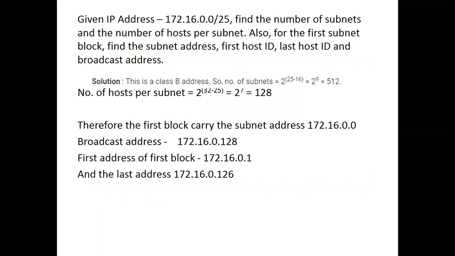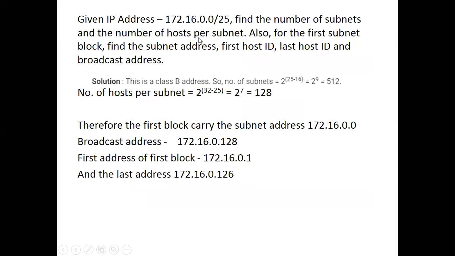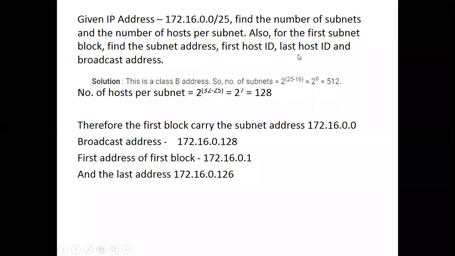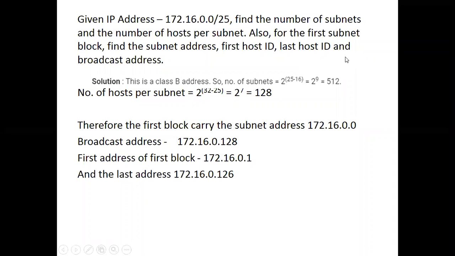Take an example here. The given IP address is 172.16.0.0/25. Find the number of subnets and the number of hosts per subnet. Also for the first subnet block, find the subnet address, first host address, last host ID, and broadcast address, etc.